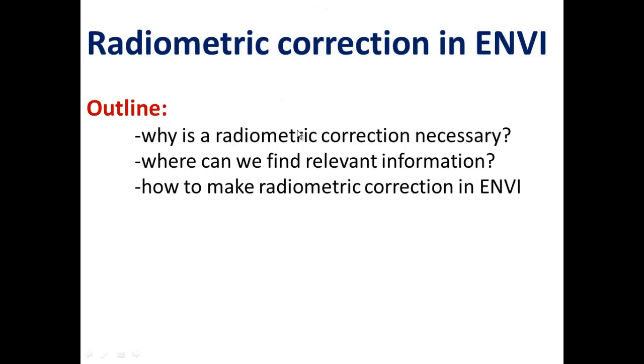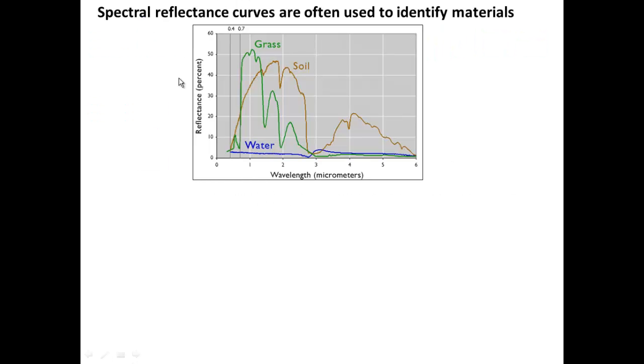So I'll start out by talking about what a radiometric correction is and why it is necessary. Then I'll show you where to find the relevant information, and then I'll show you how to make the correction in ENVI. So recall that a spectral reflectance curve is what's often used to identify different materials on Earth's surface.